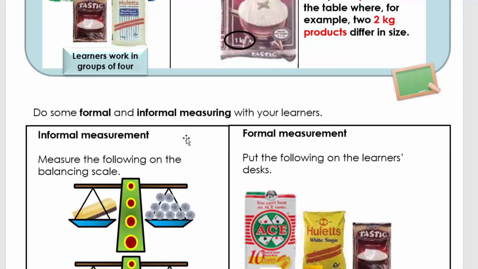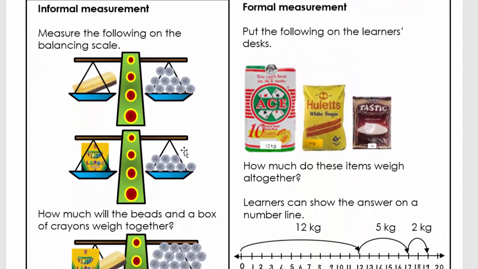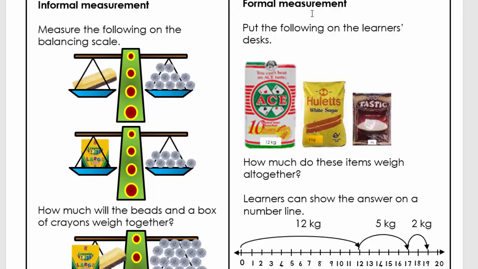Welcome back. So let's quickly look then at the difference between the informal and the formal measurement. With the informal measurement, we're going to look at things like a board brush. How much does it weigh? It's 1, 2, 3, 4, 5, 6, 7, 8, 9, 10, 11. So it weighs 11.